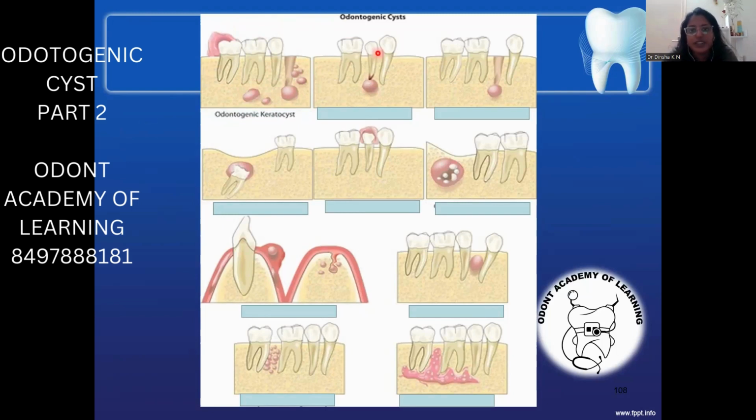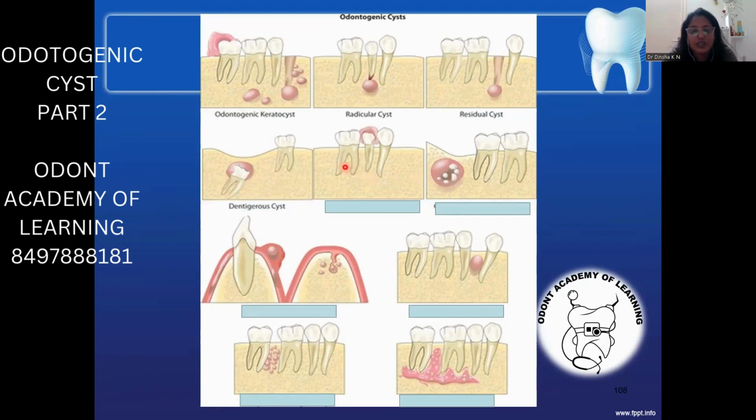Whereas in the second picture, you can see there is a radiolucency attached to the periapical area, and if you observe, there is a periapical lesion or the tooth is inflamed. So that will go for a radicular cyst. In the third picture, again it is in the periapical area, but there is no tooth associated with the lesion. So it will go for a residual cyst. In this picture, we can see an impacted tooth covered by the radiolucency. So that will go for our dentigerous cyst.